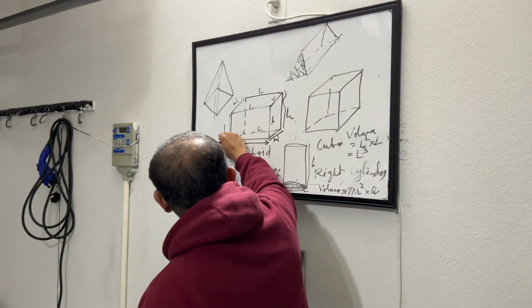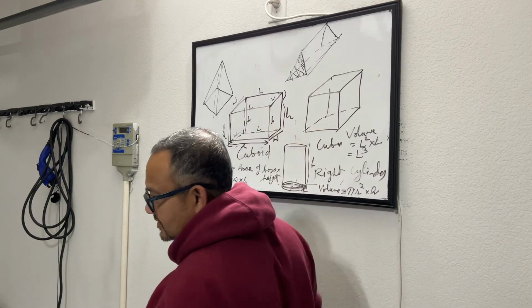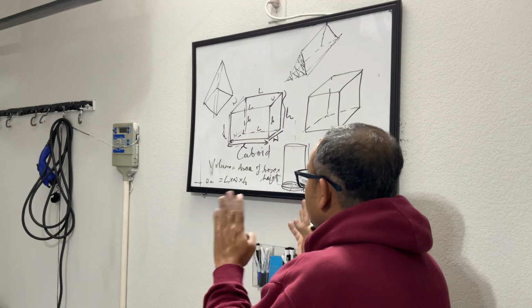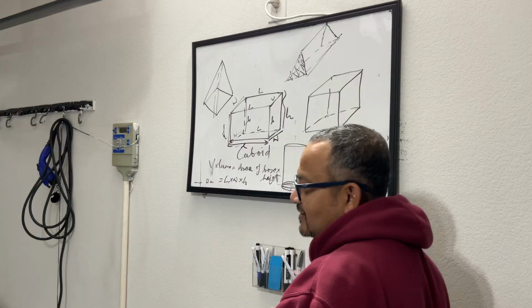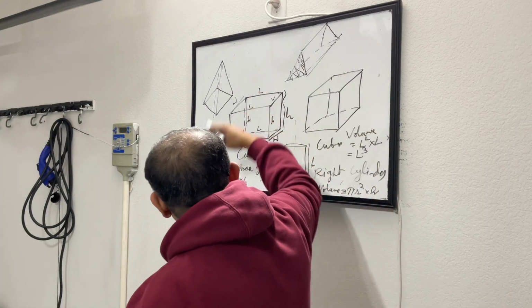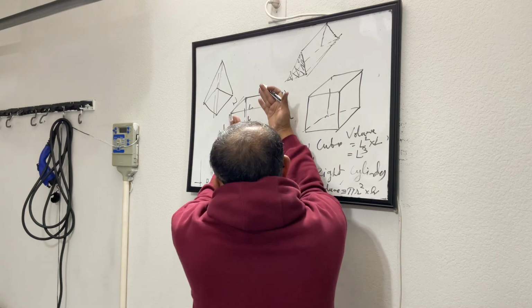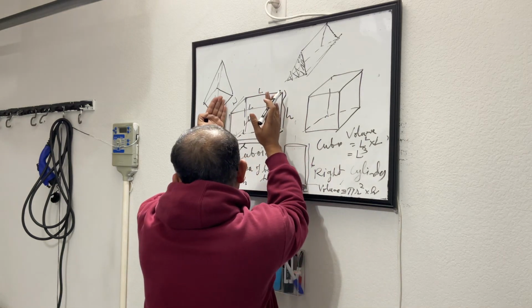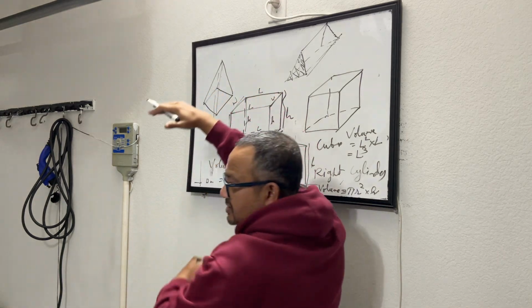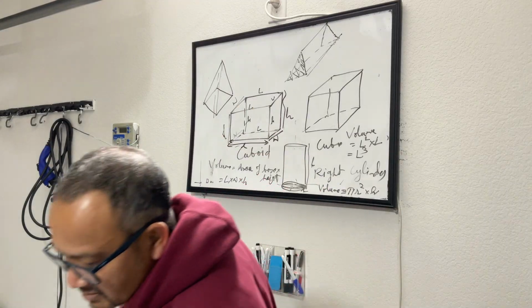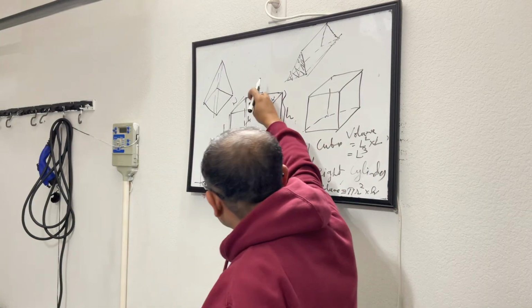This is height. Now, when you look at it carefully, modeling the way I have drawn it, we are essentially looking at three pairs of equal sides. Front and the back, side and the opposite one, top and the bottom one. So you're essentially looking at three pairs of equal sides.